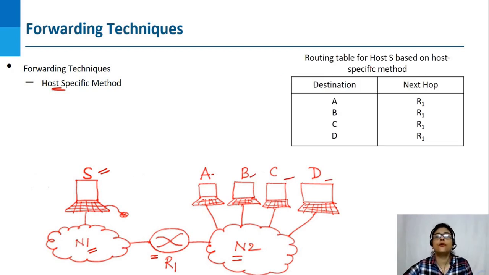So the routing table for host S based on the host specific method will be given like this. The destination should be any of the nodes that are connected to network N2, so it can be A, B, C or D. And what should be the next hop? The next hop is basically the router R1 through which it should be connected to network N2. So we give the next hop here as R1.